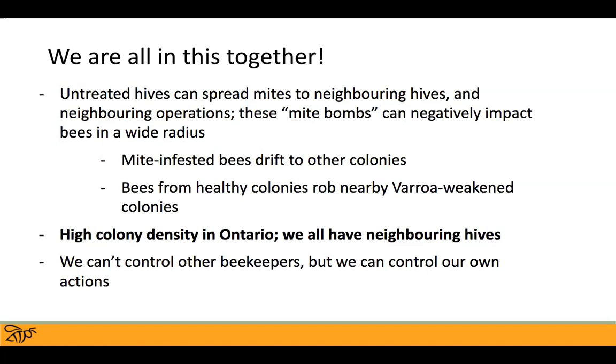Another thing that's really important to consider is that here in Ontario, we have a super high colony density. We are all basically on top of each other. OMAFRA, what was their number? For 2021, they said that we had just over 102,000 colonies in Ontario. And those are just the colonies that are being reported, the registered colonies. Who's to say how many unregistered colonies there are, but I'd be willing to bet there are a lot.